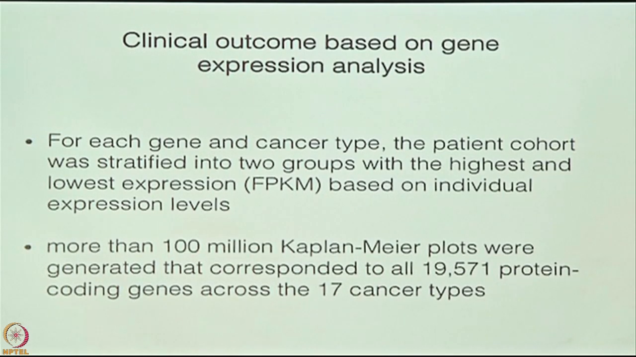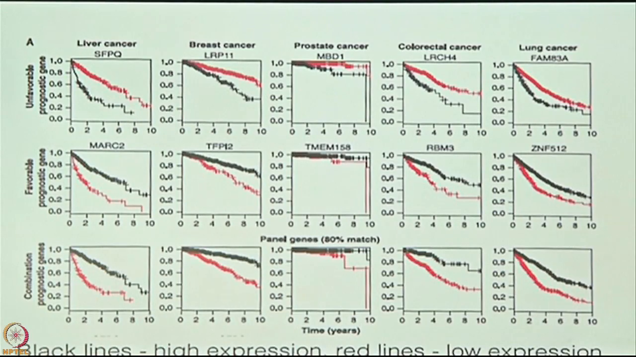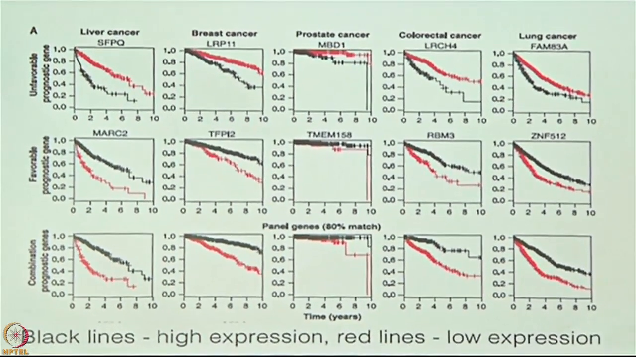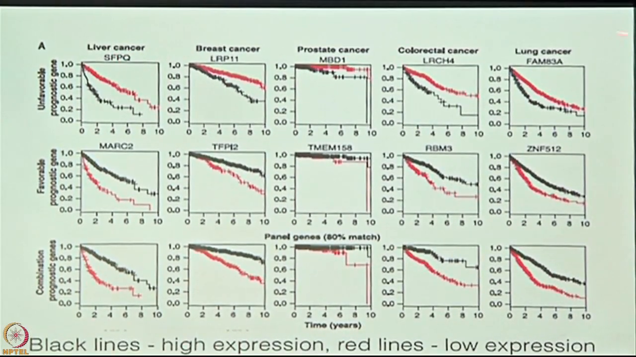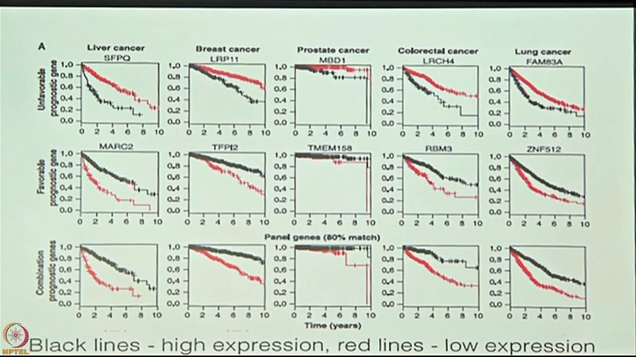And for this exercise, there were more than 100 million Kaplan-Meier plots that were generated. I don't think anybody saw all of them. It was just the machines. Okay, so let me give you an example of what favorable and unfavorable genes we found. So let's look at the different cancers on top right here. Black lines mean high expression, red lines mean low expression. So this is being expressed high, and therefore you see these events happening faster and faster until the patient is gone. Therefore, that classifies it as an unfavorable prognostic indicator. This gene, MARC2, the events seem to be happening more slowly.